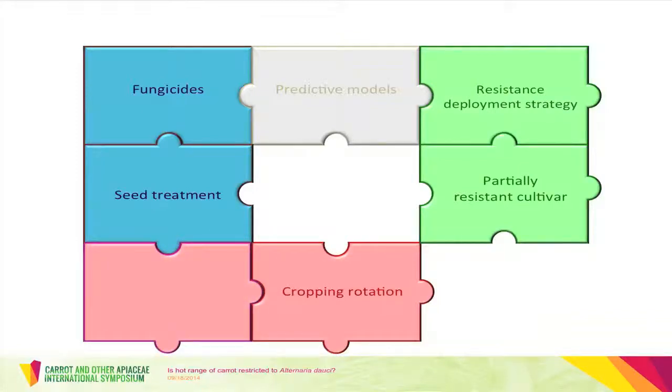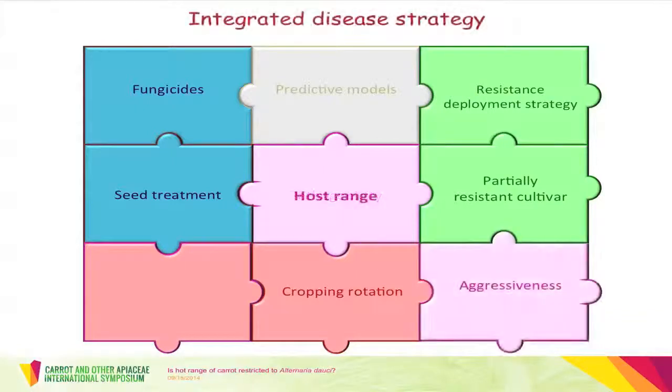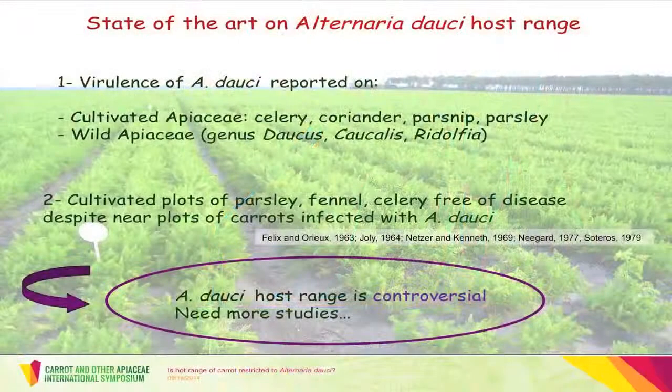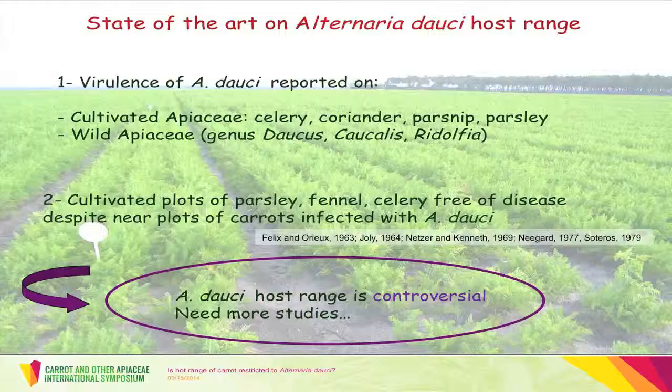This information is related to pathogenicity. The pathogenicity may include aggressiveness, which I won't talk about today, and also information about the host range, to build an integrated disease strategy. So what do we know about the Alternaria dauci host range? We know that Alternaria dauci was reported to be virulent on cultivated Apiaceae such as celery, coriander, parsnip, and parsley, but also on wild Apiaceae.